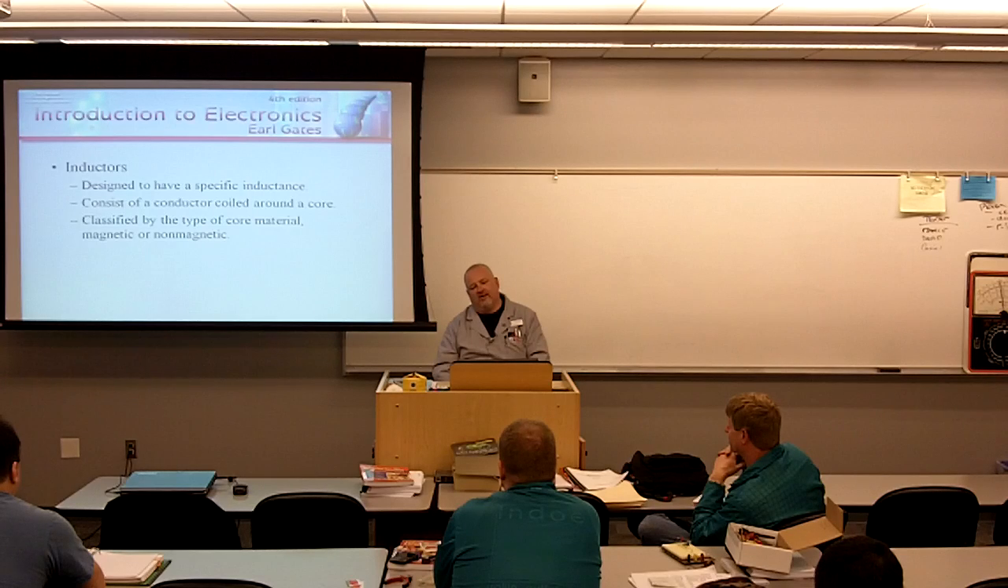It consists of a conductor coiled around a core, and it's classified by the type of core material, whether it's magnetic or non-magnetic. If we use a magnetic core material, we're going to get a higher amount of inductance out of it. If we use non-magnetic, we're going to get a little bit lower. So sometimes they'll use that core material to get it not too much, not too little, but just right.